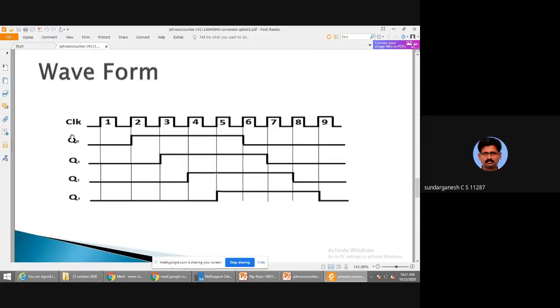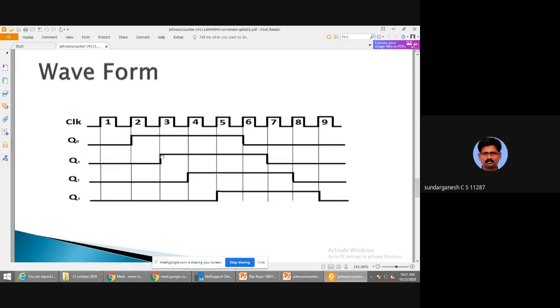So when you consider the waveform, this is the clock signal. During the first clock signal, all are 0. During the next clock signal, the positive edge is taken, and the Q0 output becomes high. It remains high only for 4 states, from 2 to 6.